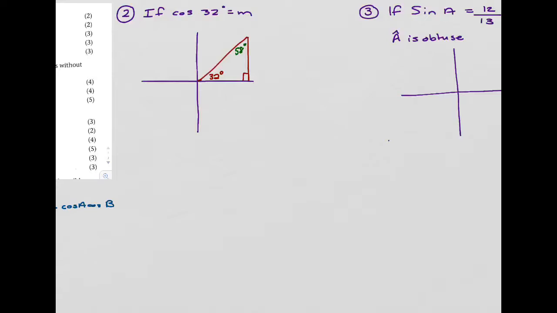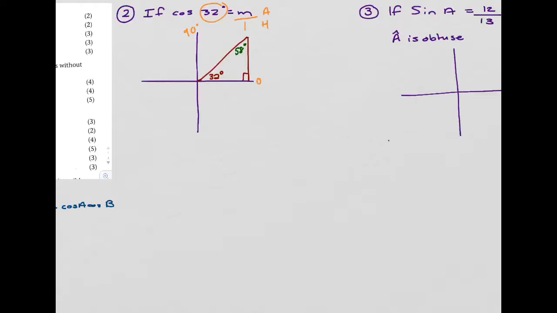If cos 32 equals m, it's implying that you're working with a Pythagoras situation. What I like to do is I say m over 1, cos is adjacent over hypotenuse. And then we're going to draw a triangle. Now, how do we know that we're working in quadrant 1? It's because 32 is given to us, and 32 is between 0 and 90 degrees.